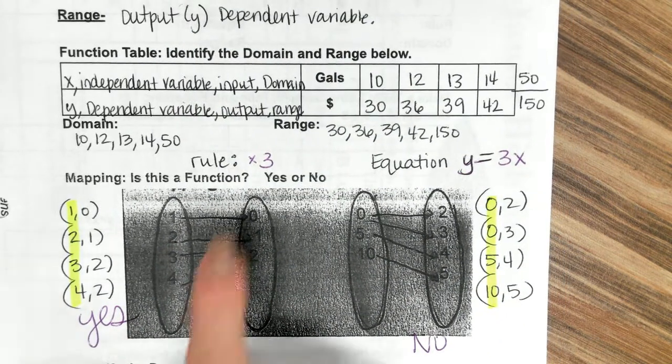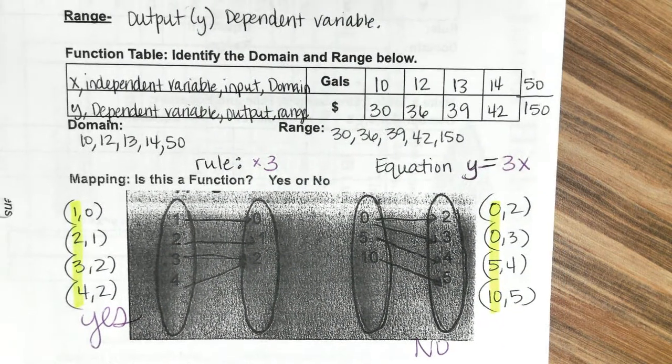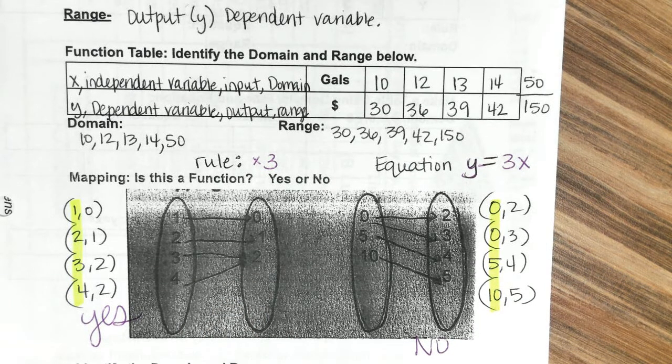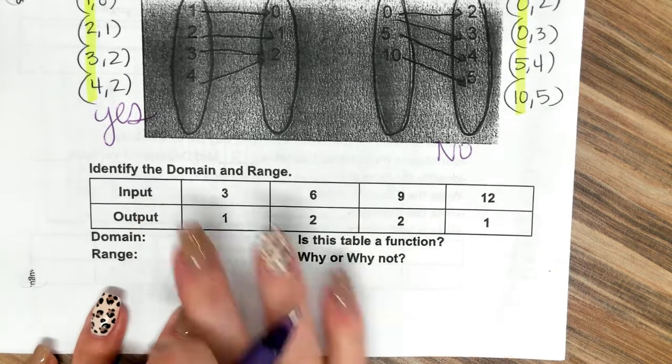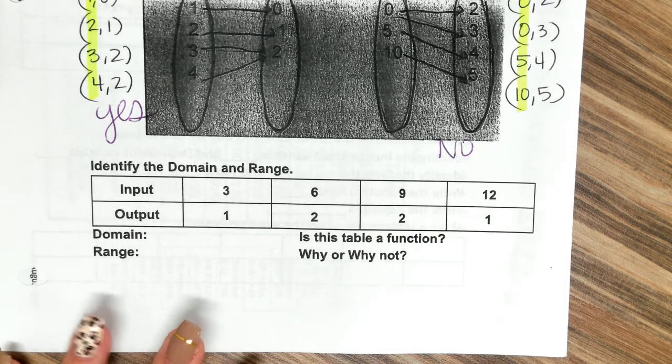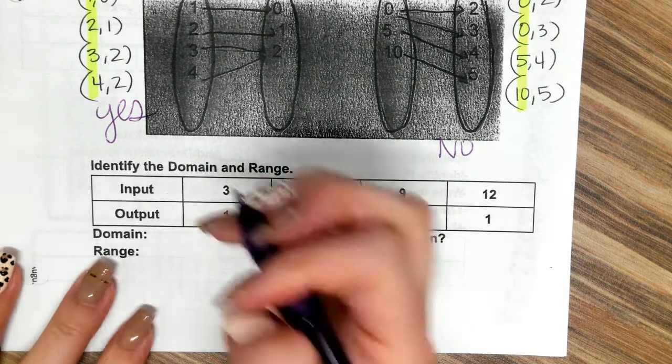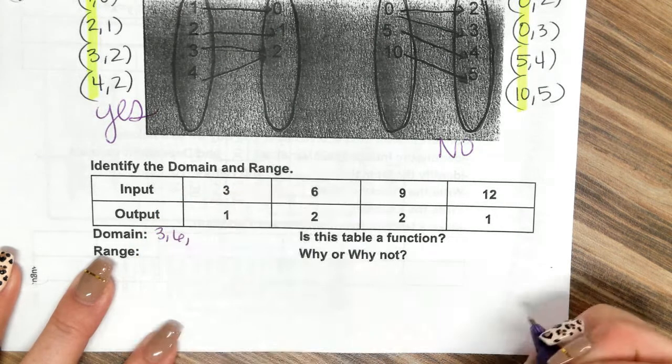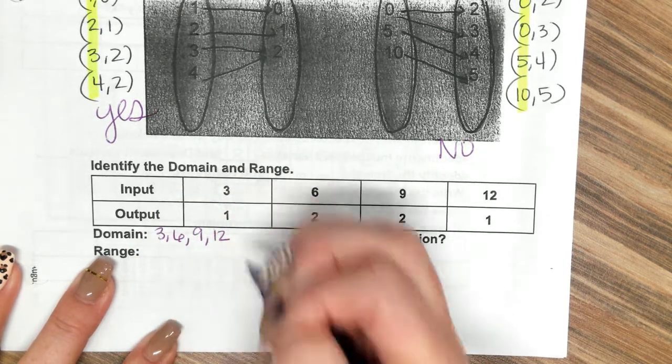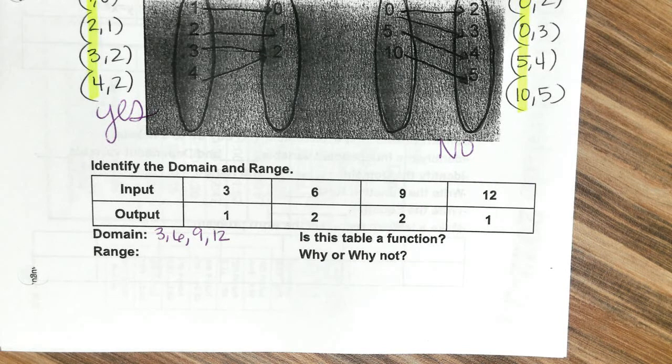Okay, go back up to your vocabulary. What does domain mean? What else? The x's, right? So if I said, hey, what's the domain of this table? You're going to tell me 4 numbers. What are they? 3, 6, 9, and 12. So you're just telling me what is listed on that table as the domain, which is just the x's.